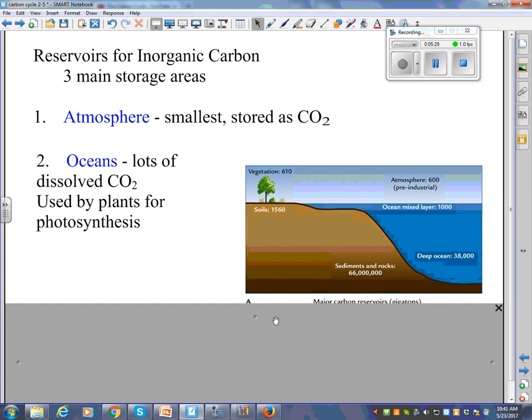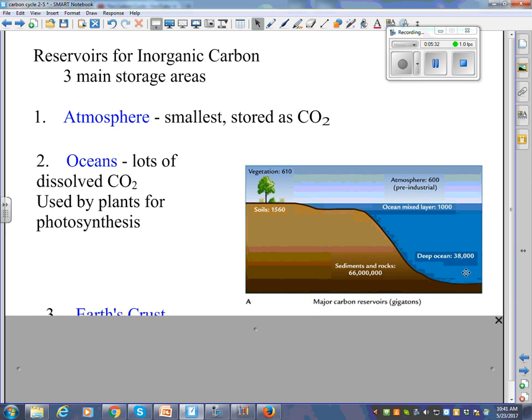Major carbon reservoirs. Deep ocean, 38,000 gigatons. The top layer of the ocean, 1,000 gigatons. The atmosphere, 600 gigatons. Pre-industrial, what does that mean? Like part of the industry? Before the Industrial Revolution, before factories were burning coal and stuff like that, there was about 600 gigatons of carbon in the atmosphere. Vegetation, about 600. They said that the vegetation and the atmosphere were comparable, which means they are more or less equal, right?